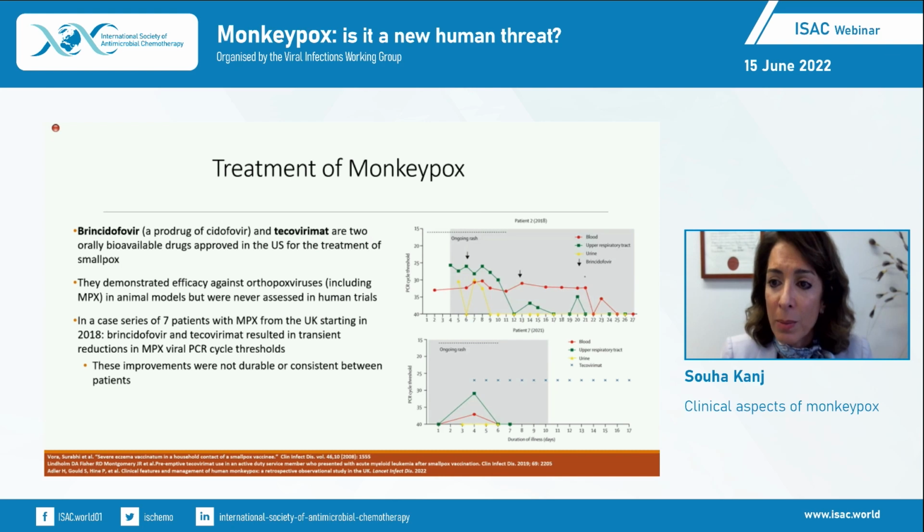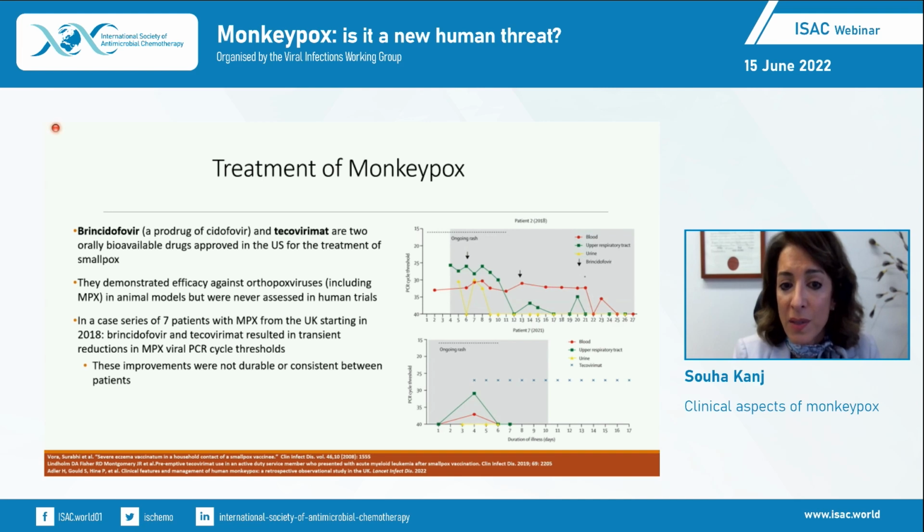Now, what is the treatment of monkeypox? We don't have a lot of data on treatment, but we know that brincidofovir, which is a prodrug of cidofovir, and another antiviral drug called tecovirimat, are two orally bioavailable drugs that are approved in the US for the treatment of smallpox. They demonstrated efficacy against orthopox viruses in animal models, but they were never assessed in human clinical trials.